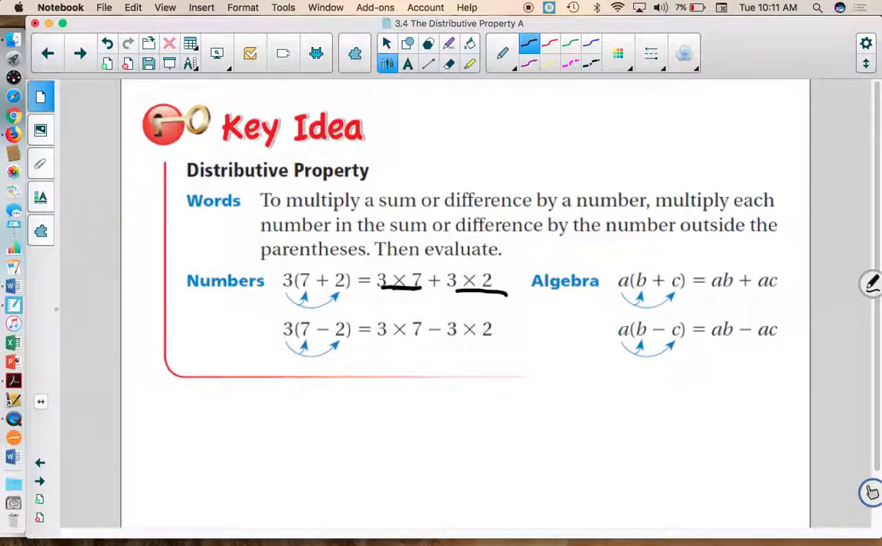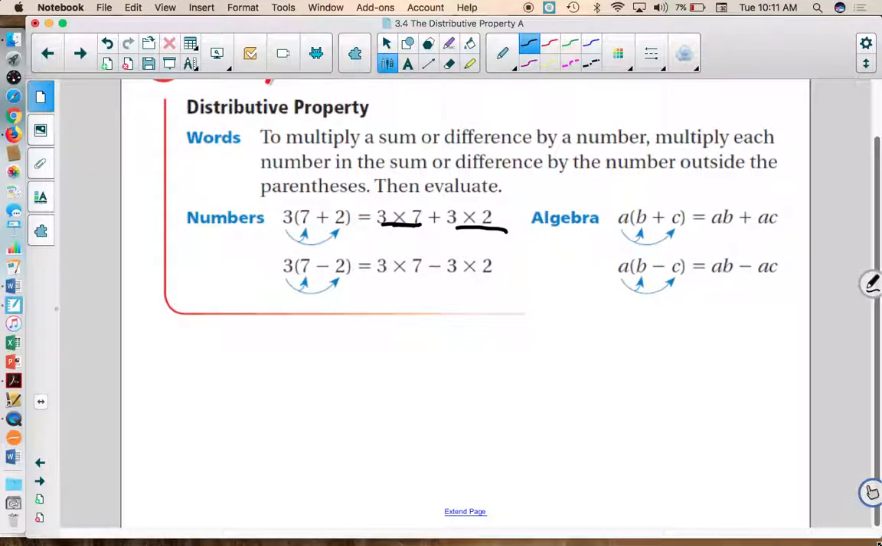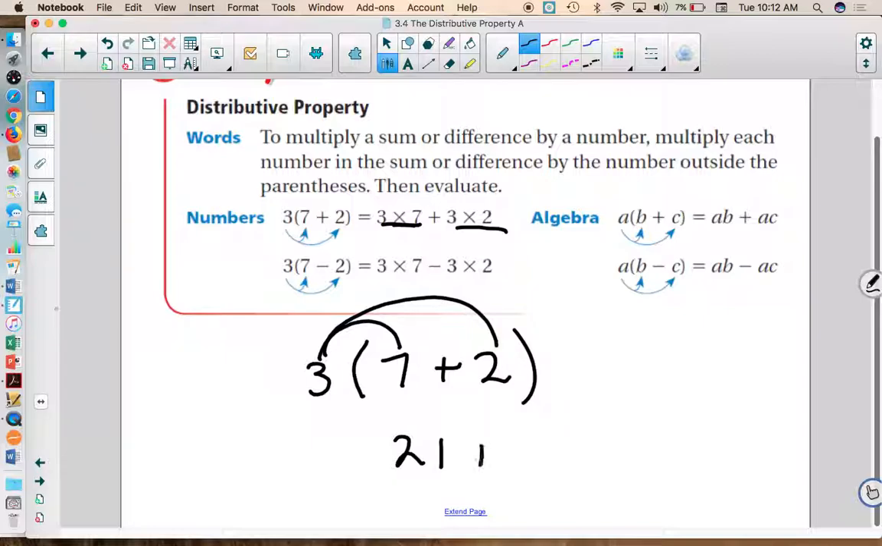Okay? That's distributive property. Here's what I see a lot of kiddos do. I don't show mine going under there. If I just wanted to show my work, I do it this way. 3 times 7 is 21, and 3 times 2 is 6, and all together you get 27. That's how I show mine. That's just the way I've done it for years. I don't have to rewrite it this way.